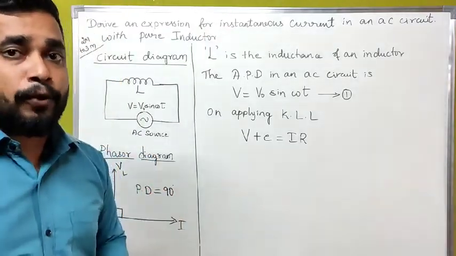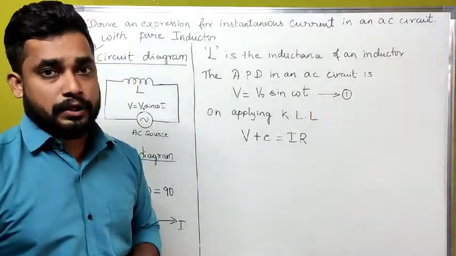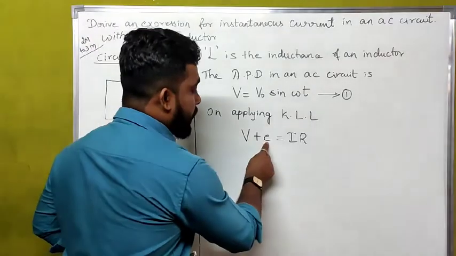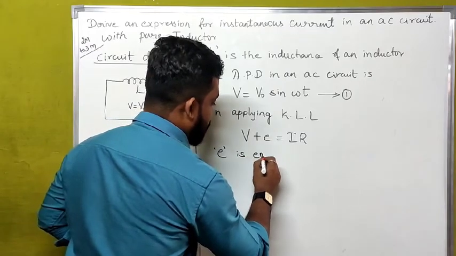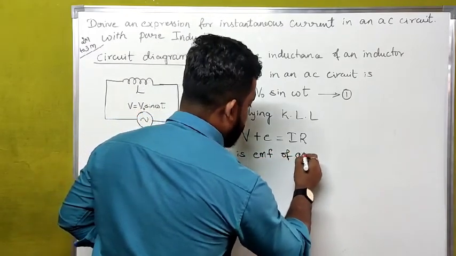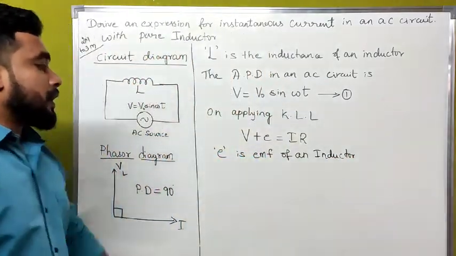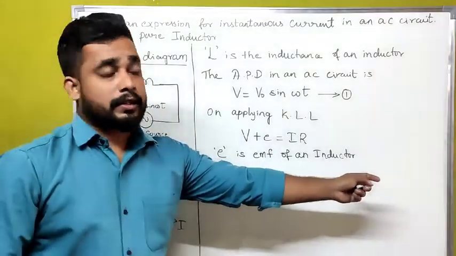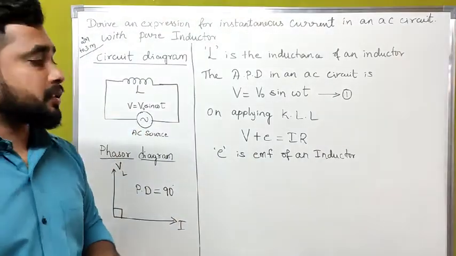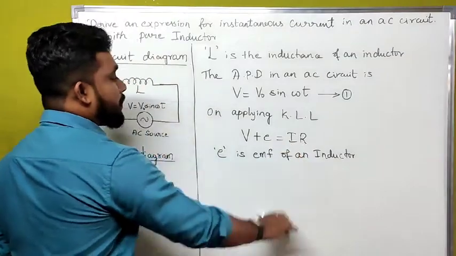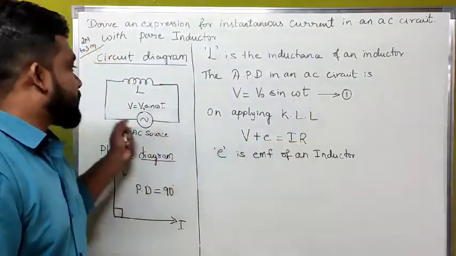The force which is set in this particular core is also called electromotive force, that is EMF. Here E is the EMF of an inductor. That is E. This is V, that is the potential difference, alternating potential difference. What is this I? What is this R? This is the current flowing through that particular circuit, and R is the resistance of the circuit.